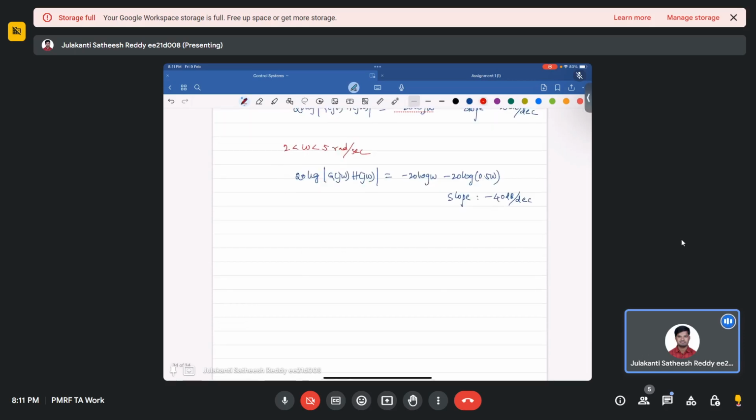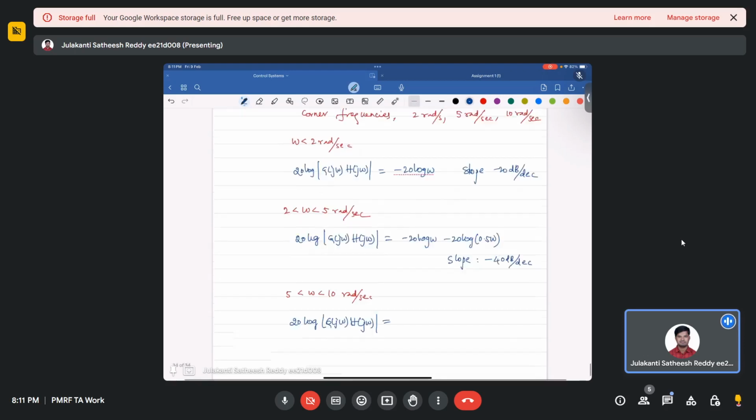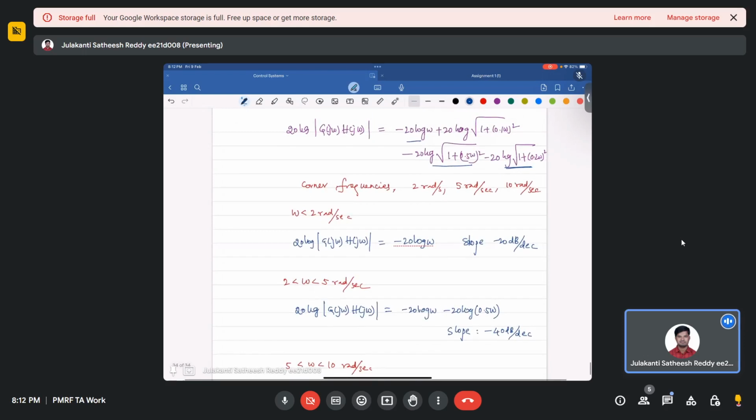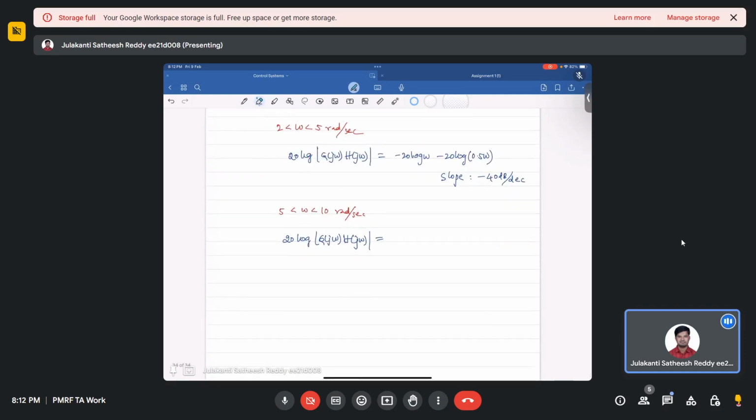Now let's go for more than 5 and less than 10. So what is it going to be? 20 log magnitude of G of j omega, H of j omega. What is negligible now? Now this next term also comes in. If you give 10 and multiply omega 0.1 into 10, it will be 1, so this can be negligible. So you consider 3 poles coming now. That means, only the slope matters, right?